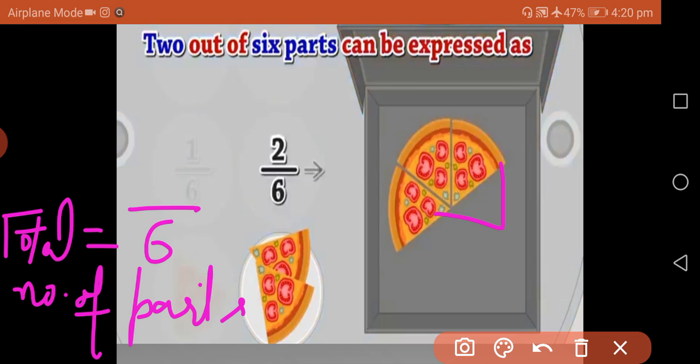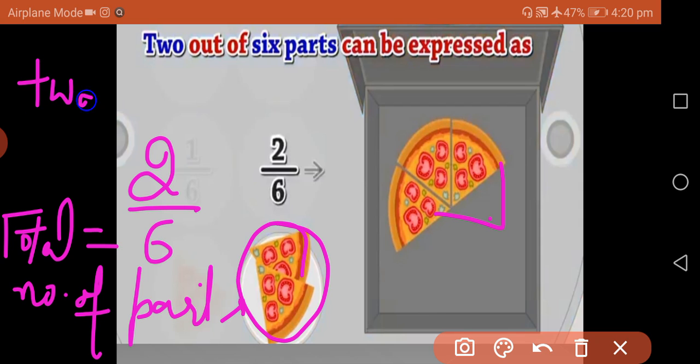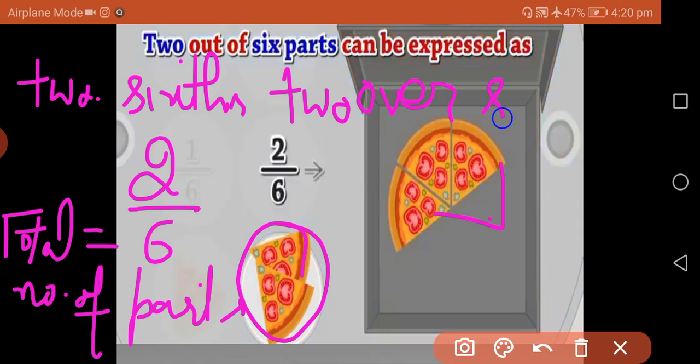So how many parts are taken out? There are 2 parts which are taken out of the 6 parts. So how will it be represented in a fraction? It will be represented like this, 2 by 6, or you can read it as 2 over 6 or 2/6. That's how you can read it.